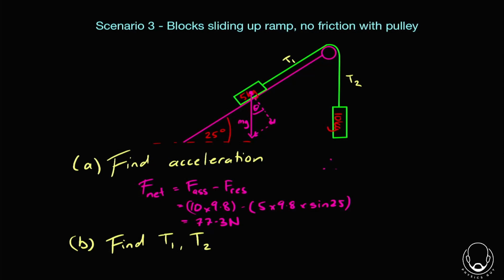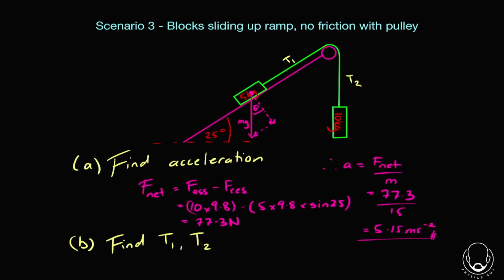So we'd therefore say, well, acceleration is just net force divided by mass. Okay, once again, it's the mass of the entire system because we just found the net force on the entire system. So it's 77.3 over 15, which is 5.15 ms to the minus 2. Okay, so 5.15 ms to the minus 2 is going to be the acceleration of the system as a whole.